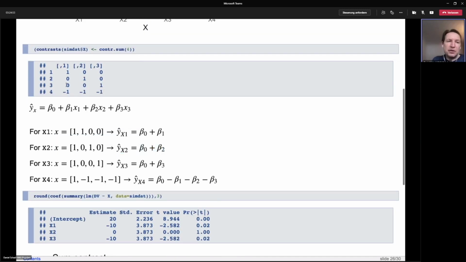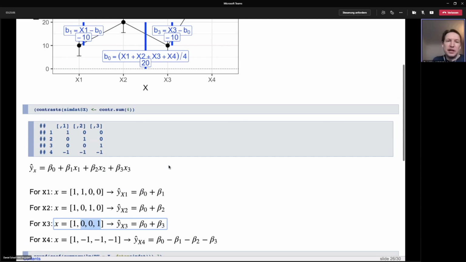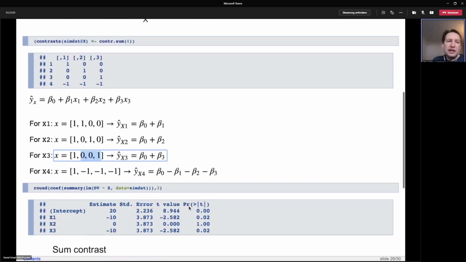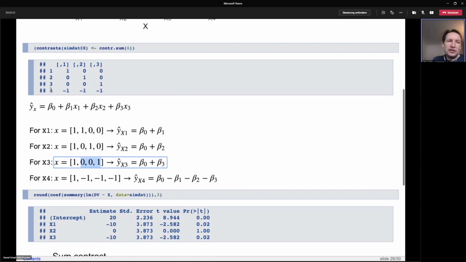And with the third row, our value for x is 0, 0, 1. So the intercept, and then 0, 0, 1. So now this gives us the intercept plus beta 3, and that's how we obtain the estimate for our next factor level. And now we come to the last factor level, and here all the x values are -1. So if we want to make a prediction for x4, we have the intercept, but then we have -1, -1, -1. So if we enter this in this regression equation, we get the intercept beta 0 minus beta 1 minus beta 2 minus beta 3.